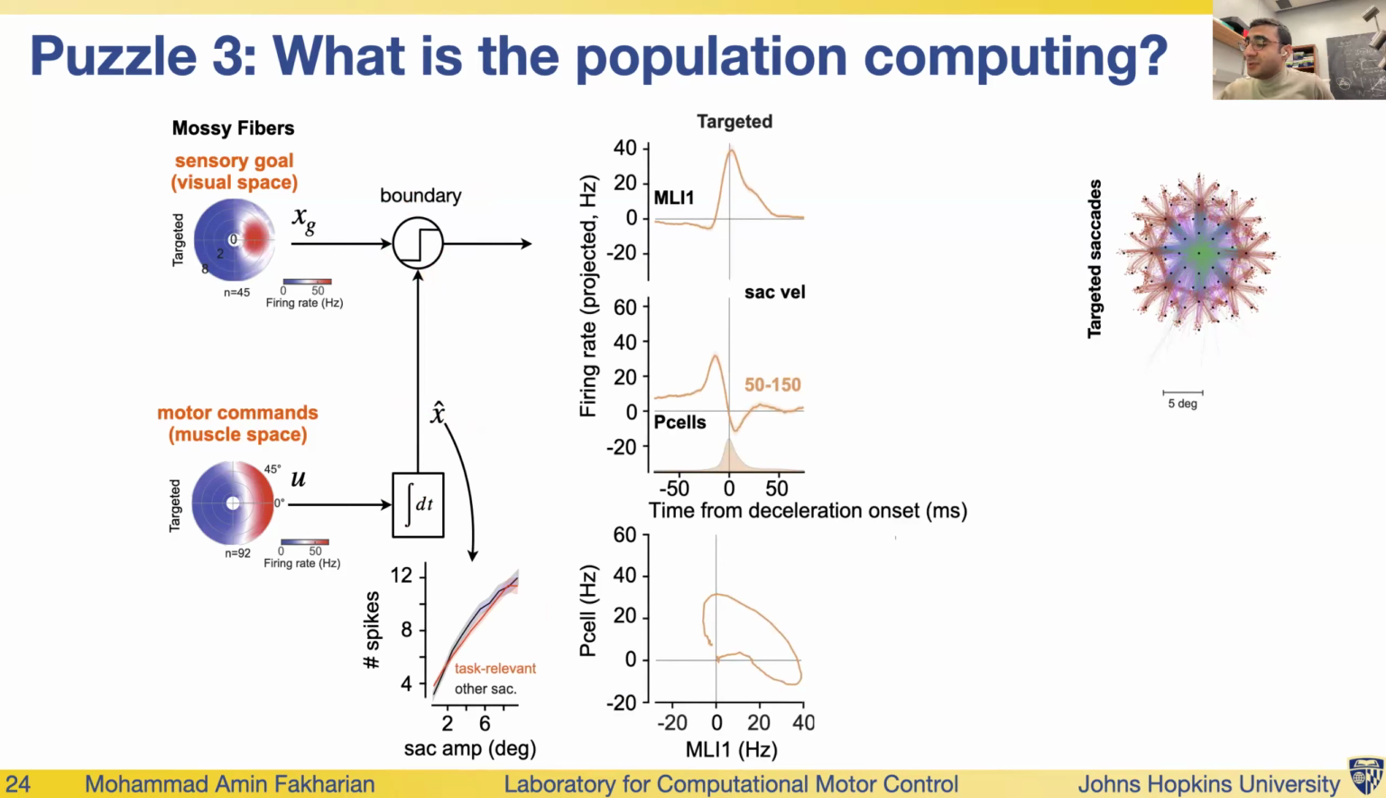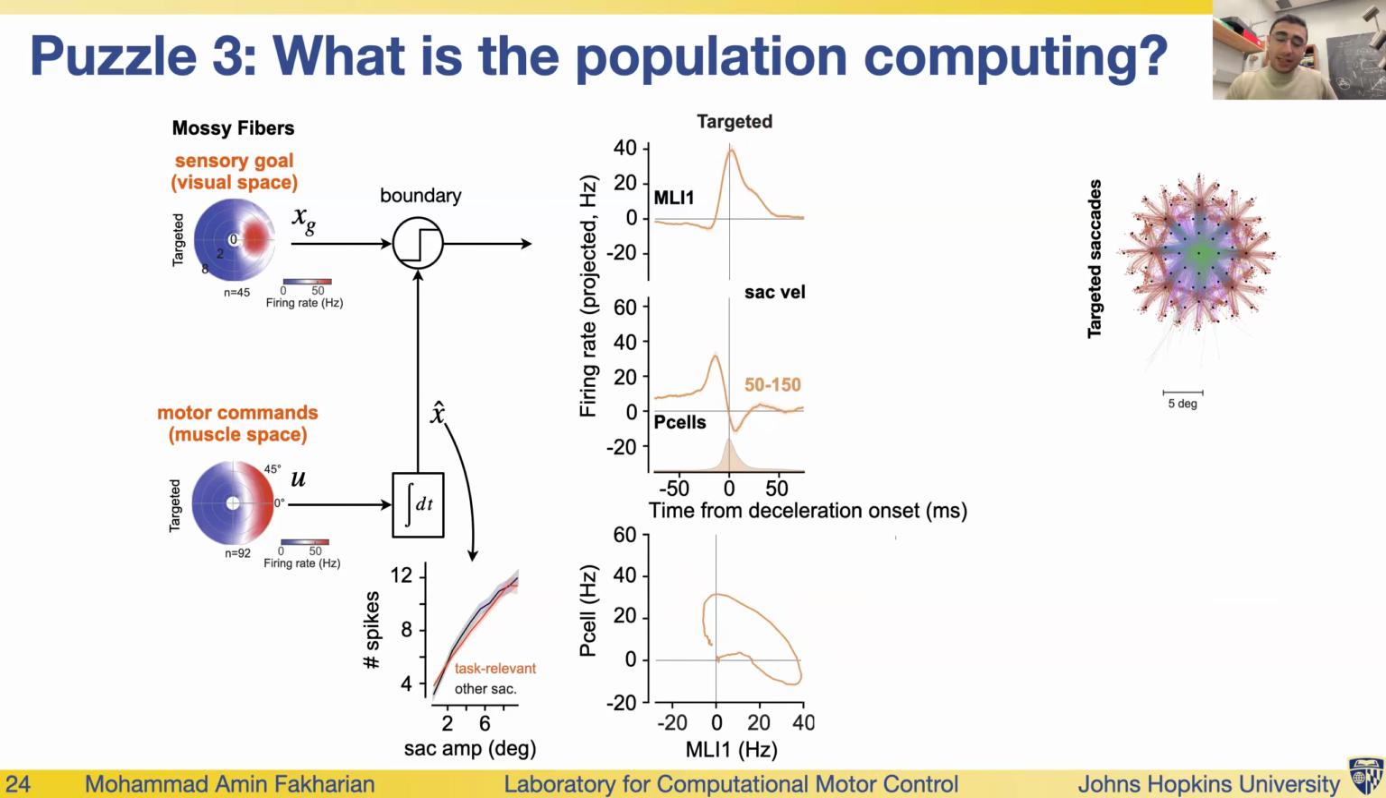So what we observe in the responses: we bin the Purkinje cells and plot the Purkinje cell responses in the projected space as a population, and MLI1s one step before. MLI1s, just as a reminder, are suppressing the Purkinje cell population responses, binned by the velocity. So what we observe is that the Purkinje cell is still crossing zero at deceleration onset, and the MLI is reaching a peak here, and the manifold is still negative.